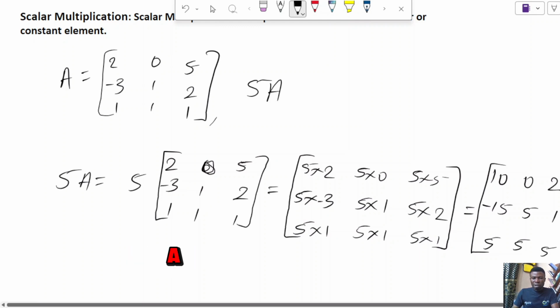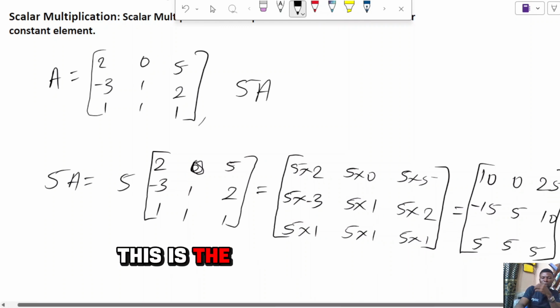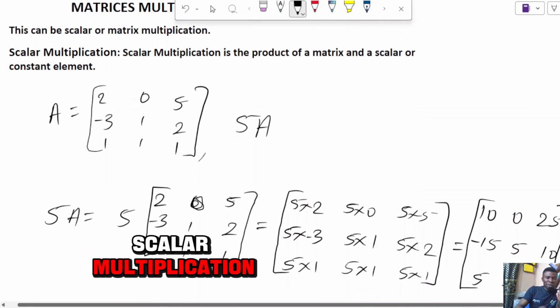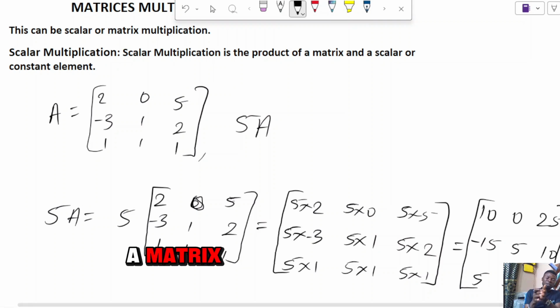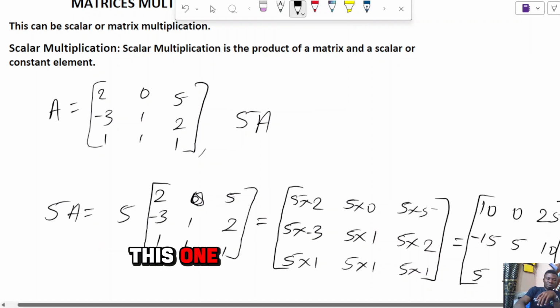So this is the result of multiplying 5 times A. So this is what they call scalar multiplication, where you're multiplying a constant by a matrix. You can practice this one.